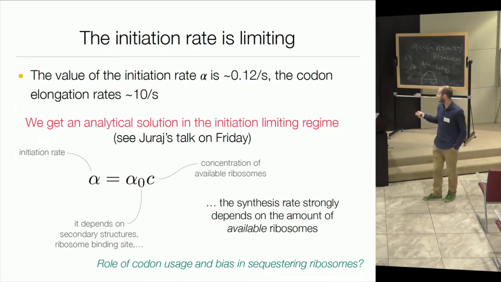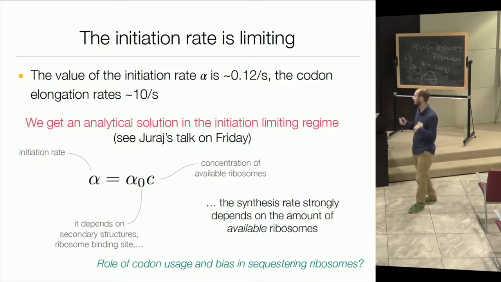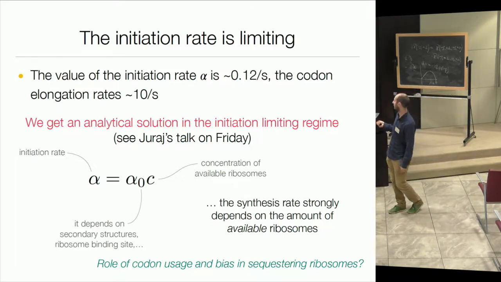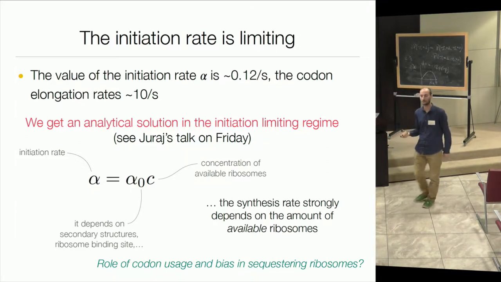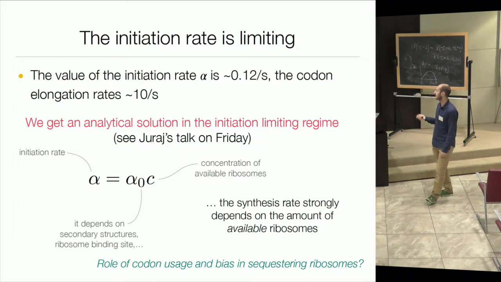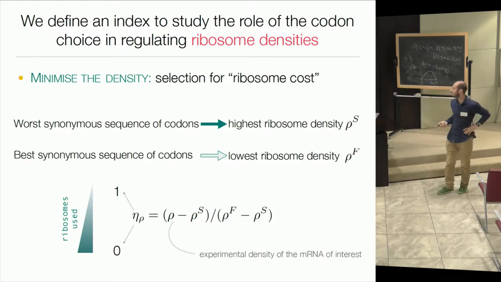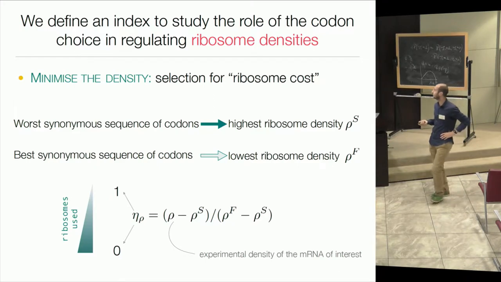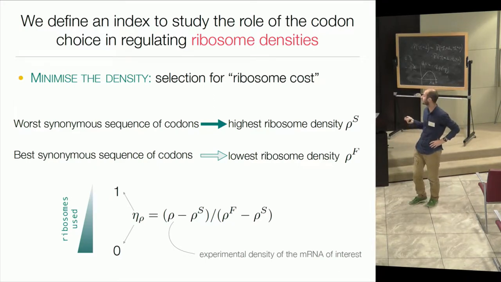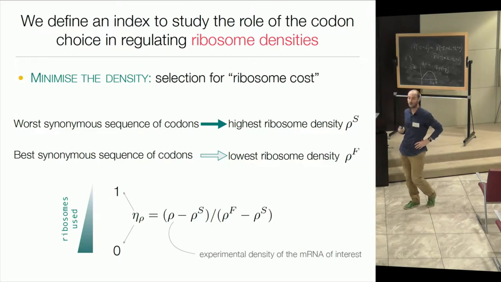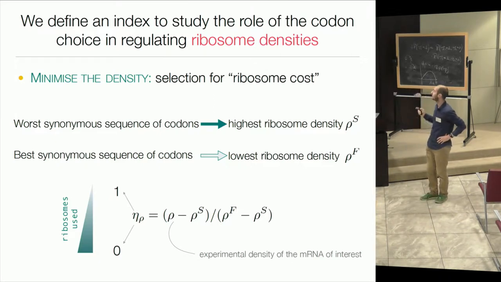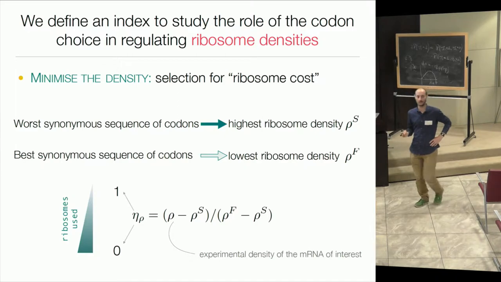So the important thing is that the synthesis rate strongly depends on the amount of available ribosomes that are not sequestered. So can we try to understand now the role of codon usage in sequestering the ribosomes? Thanks to the analytical solution that Yuri worked on, we could define two different indices. A first index could help us study the role of codon choice in regulating ribosome density.